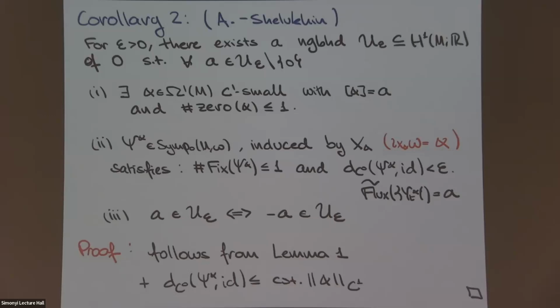And the flux of that path is going to be precisely that cohomology class. And moreover, it's going to be C0 small, because all you need to know is that the C0 distance here is also controlled by the C1 norm in particular of the one form. So this is just translating the work from the lemma to a corollary that's going to be helpful for us.